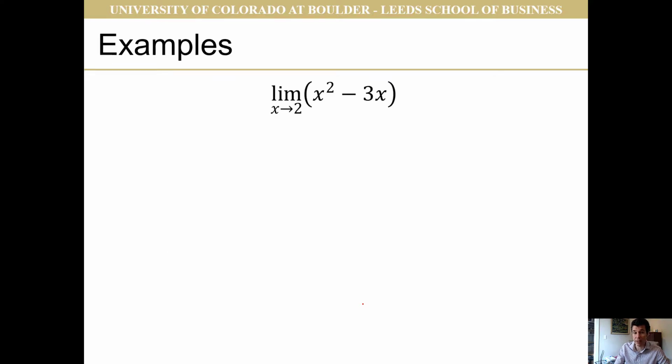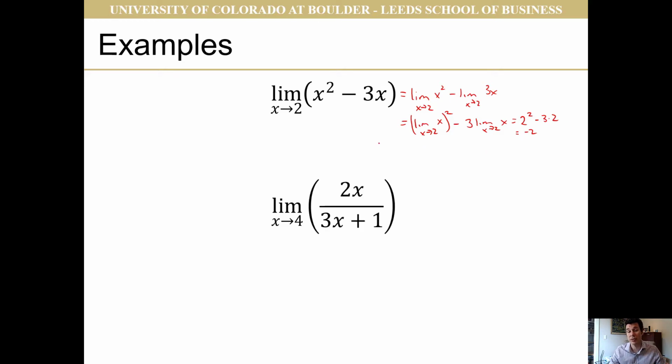And these rules, these properties will let us take all sorts of limits. So for example, the limit as x goes to 2 of x squared minus 3x is, I'll write it out, the limit as x goes to 2 of x squared minus the limit as x goes to 2 of 3x, which equals the limit as x goes to 2 of x squared minus 3 times the limit as x goes to 2 of x. The limit as x goes to 2 of x is just 2, so that's 2 squared minus 3 times 2, which is negative 2.